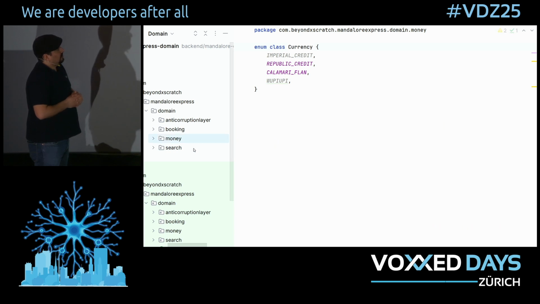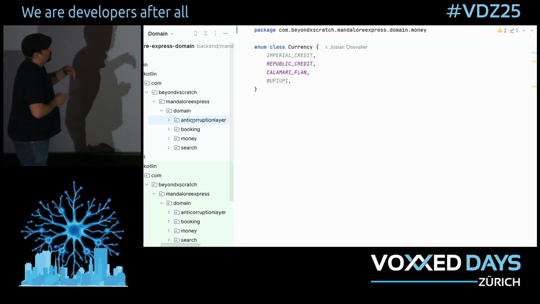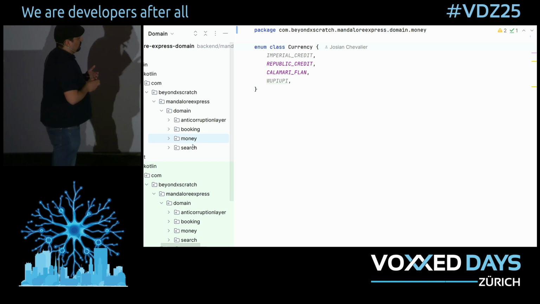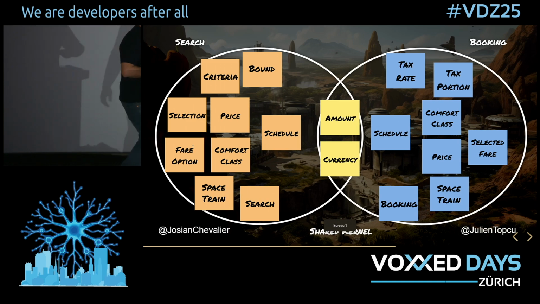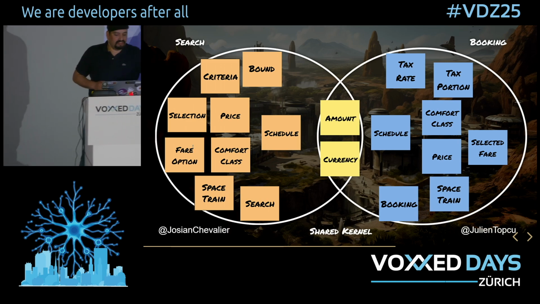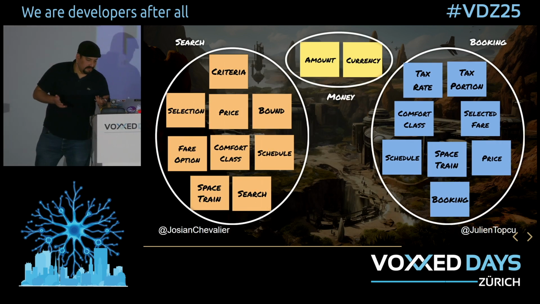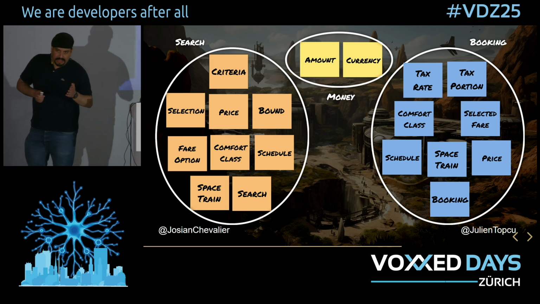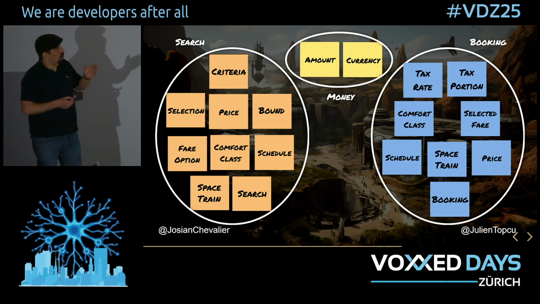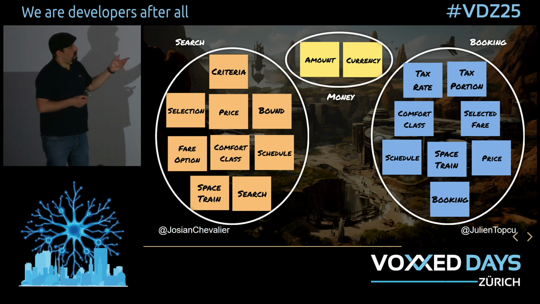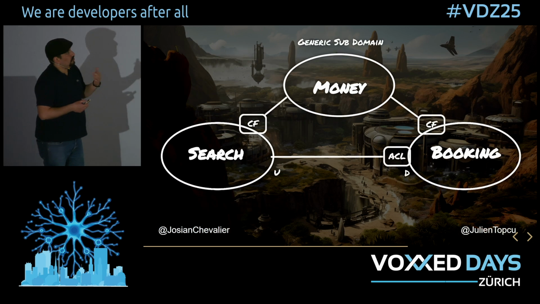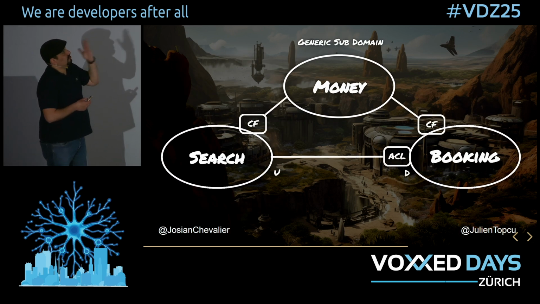Exactly. So we end up with the anti-corruption layer, the booking domain, the money, and the search domains. So in fact, what was hidden inside this shared kernel is what we call the money domain, right? And we can do then a context map to know what we should do about it. So we won't have time to explain what is a context map, but if we do so, you will discover that this is a generic subdomain.